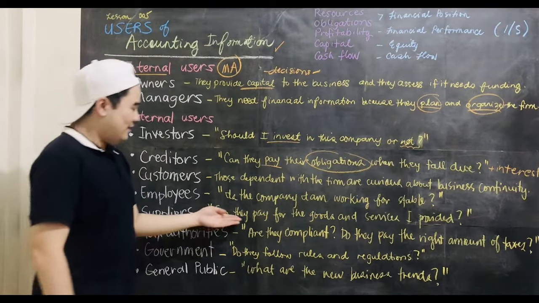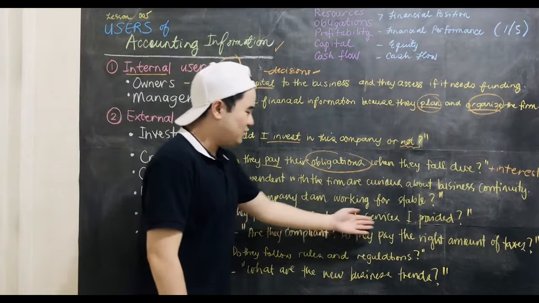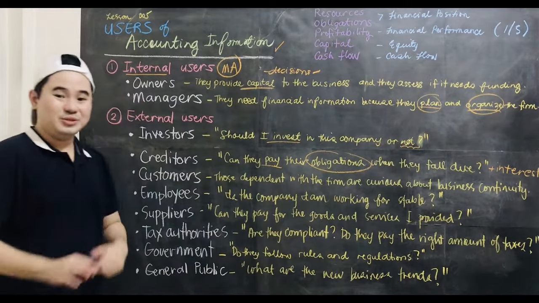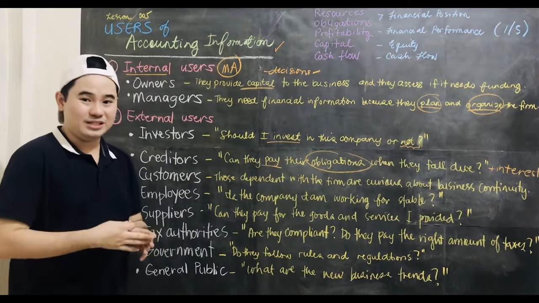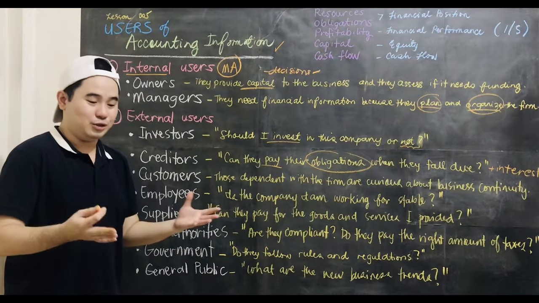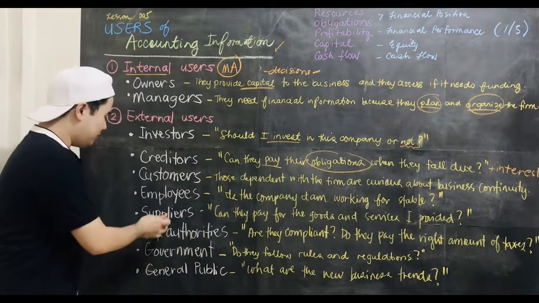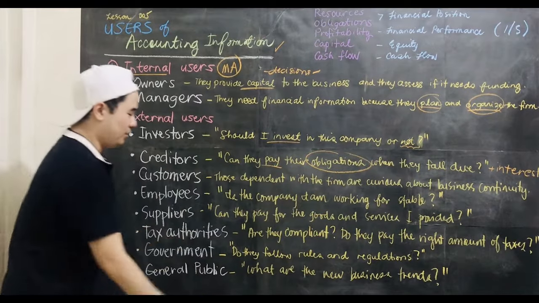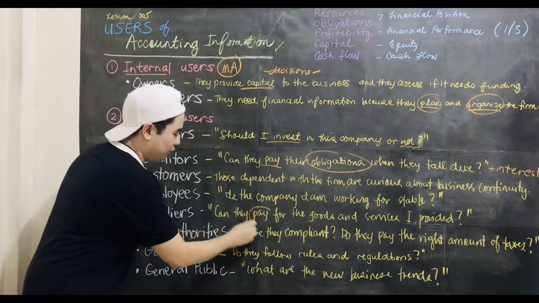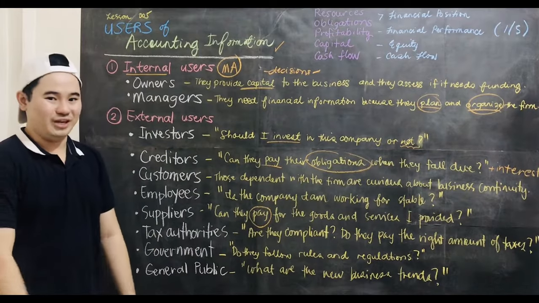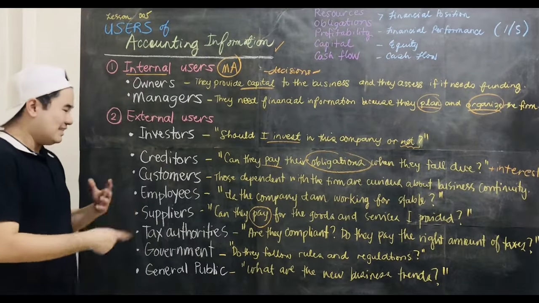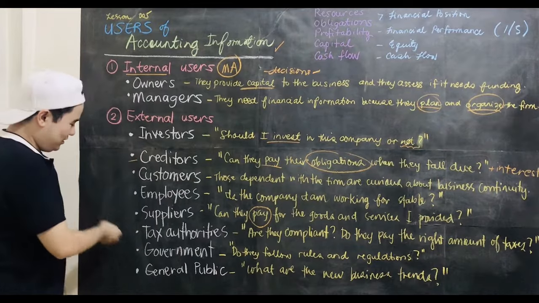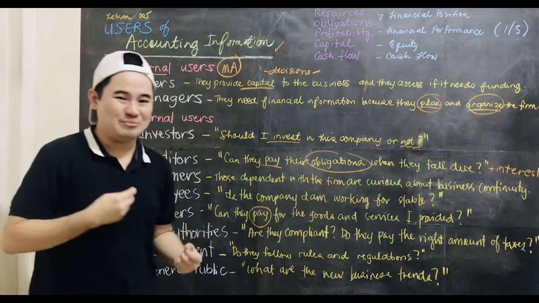Suppliers. Can they pay for the goods and services I provided? Suppliers are the ones who give goods and services to the business. So these suppliers are very much curious if the company will be able to pay for those obligations as well. So it's like both creditors and suppliers have the same thing in mind.